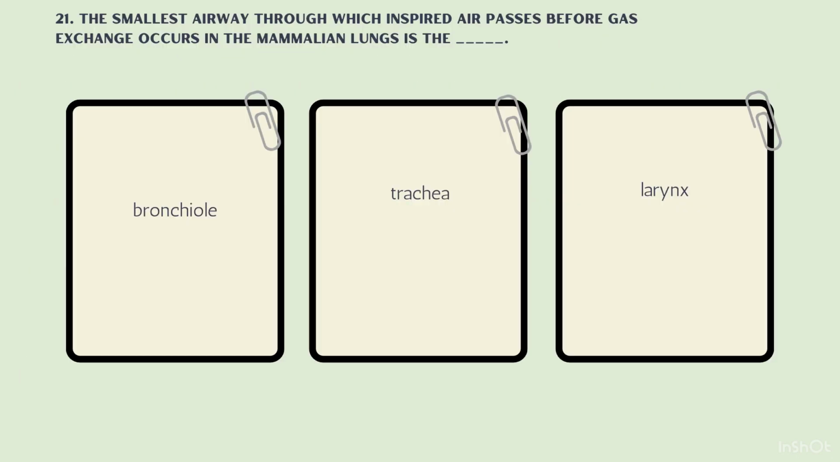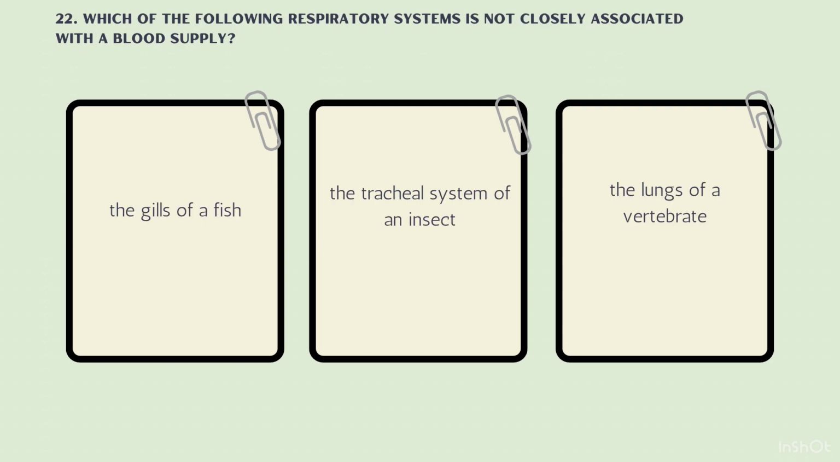21. The smallest airway through which inspired air passes before gas exchange occurs in the mammalian lungs is the bronchiole. These are present in all mammals. So, 22, which of the following respiratory systems is not closely associated with a blood supply? This is going to be the tracheal system of an insect.